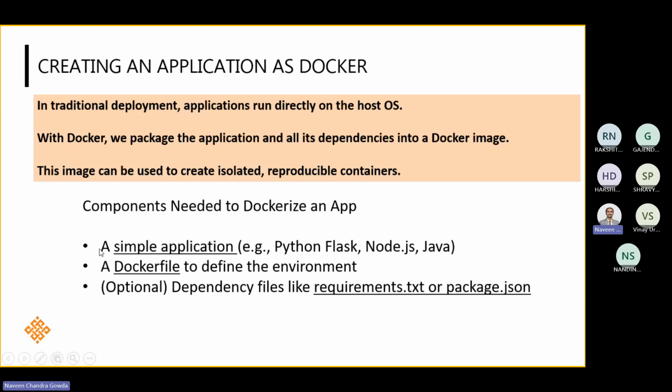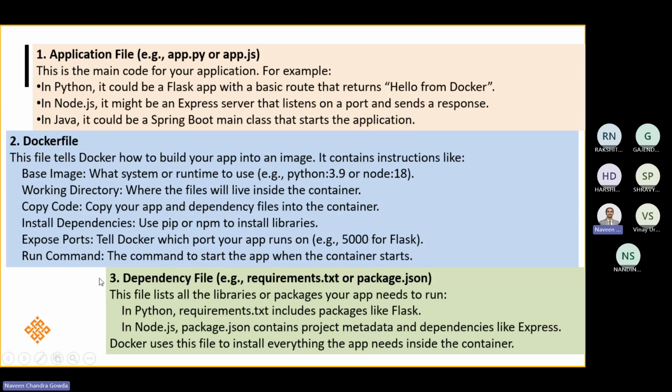I repeat, the API file and the Docker file are both mandatory, whereas the additional files like requirements.txt, package JSON and YML files vary based on the requirements of the application. We can have dependency files like that, but these two are compulsory.